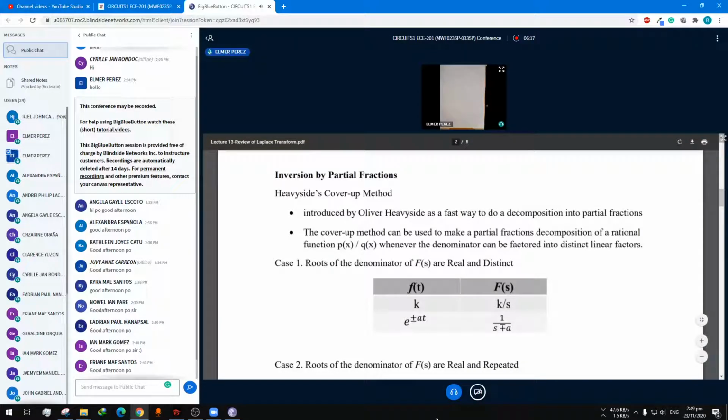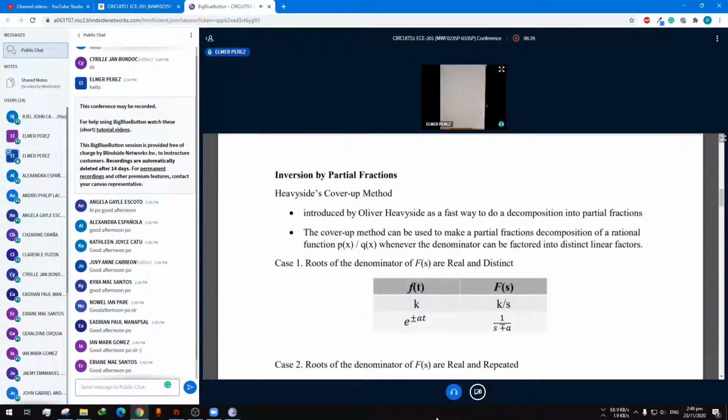Okay, kasi ito yung mga parang mga basic lang, and then pag nag-partial fraction tayo, lalabas yung mga ganito. Unless kaya natin silang i-transform directly. Pag hindi, we will perform partial fraction. So the first case are the roots of the denominator are real and distinct.